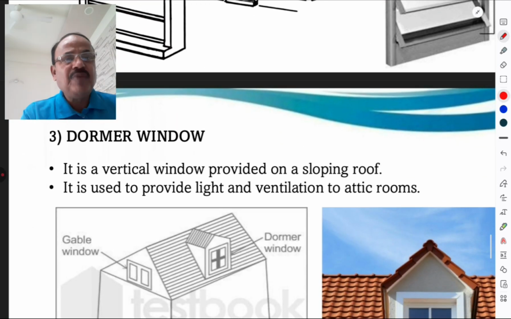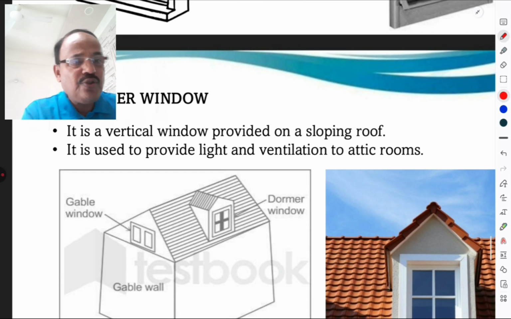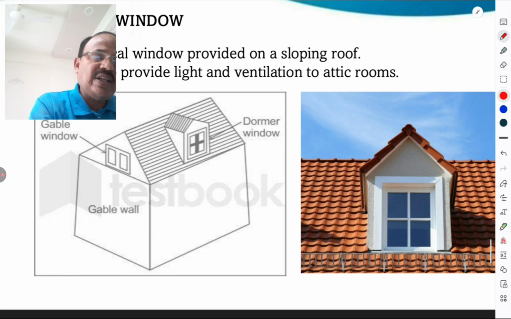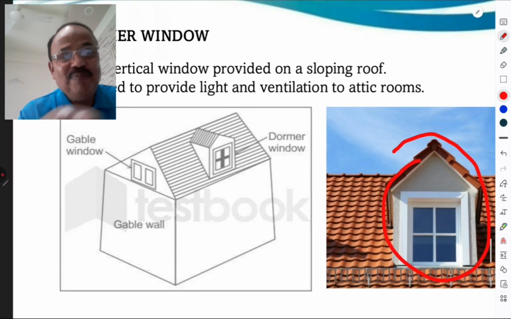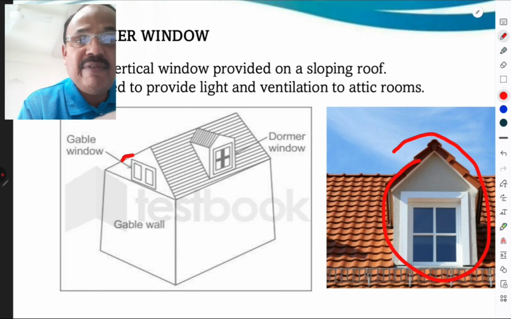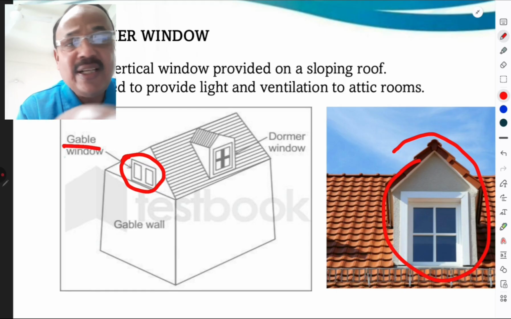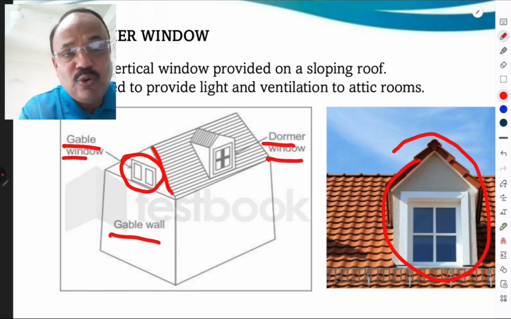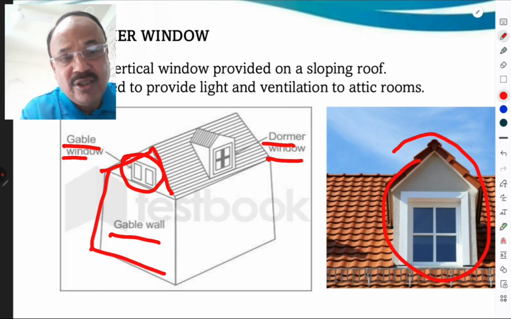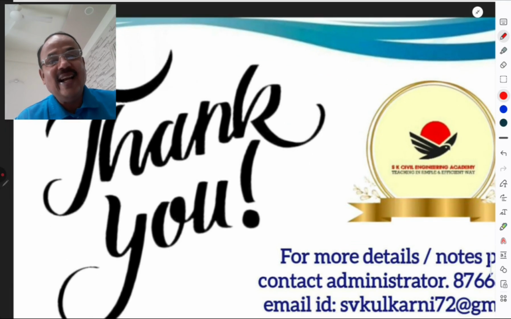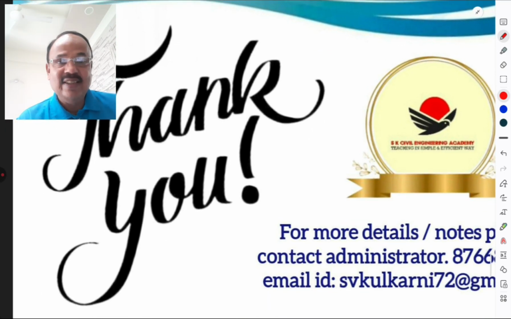Then dormer window. It is the vertical window provided on the sloping roof. It is used to provide the light and ventilation for that particular room. This is the dormer window. And this is the gable end of this sloping building, and the window provided on the gable end is called as a gable window, and this one is the dormer window. This is the gable wall because this portion is triangular, so we call it a gable wall. One must know all these terms. And this is enough for this lecture.